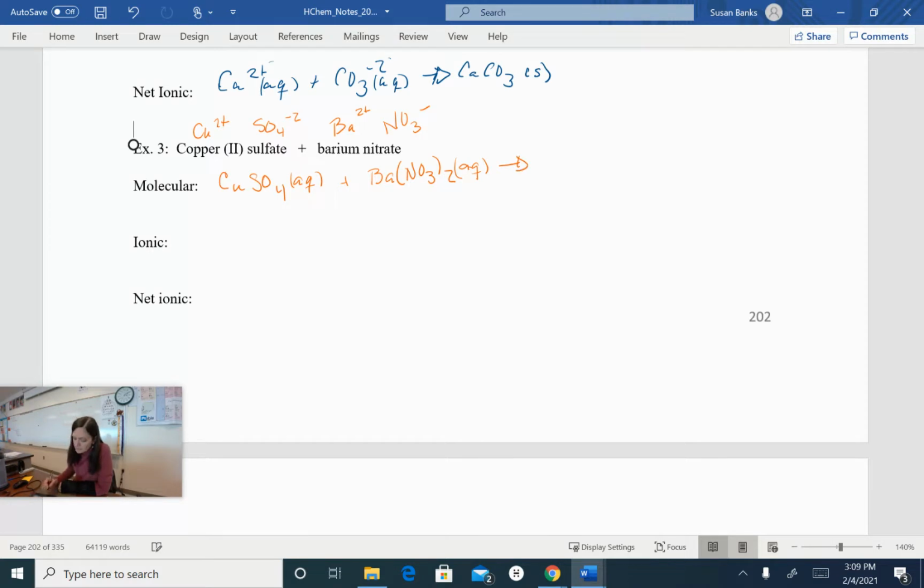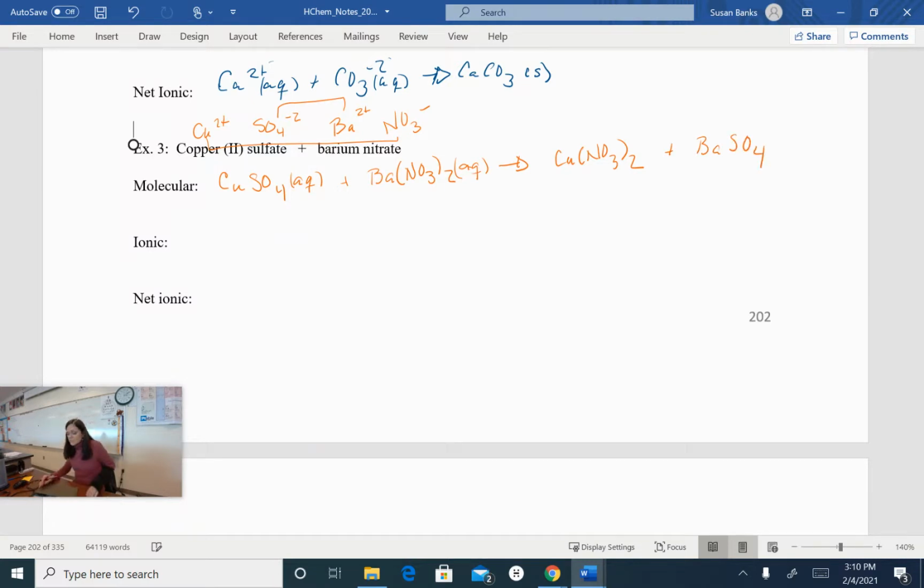Okay, double displacement. So copper is going to get together with a nitrate. Copper is a +2, nitrate's a -1, so I'm going to need 2 nitrates here to balance out that charge. And then barium's going to get together with a sulfate. Barium's +2, sulfate's a -2, so I'm going to need 1 of each.